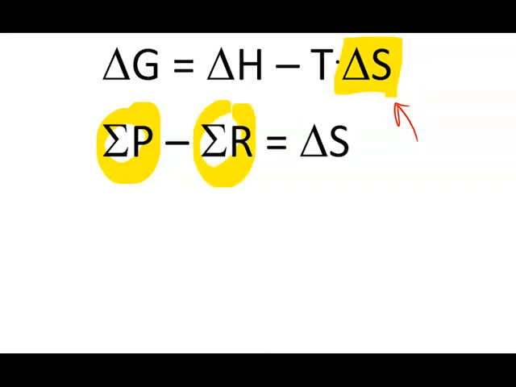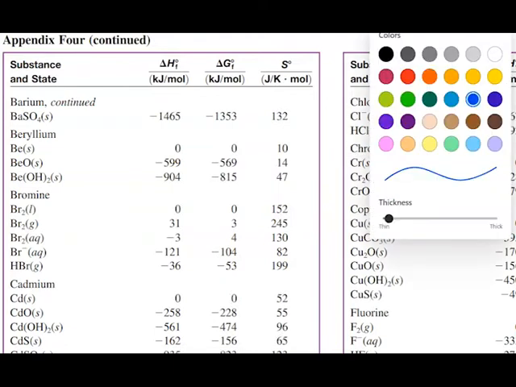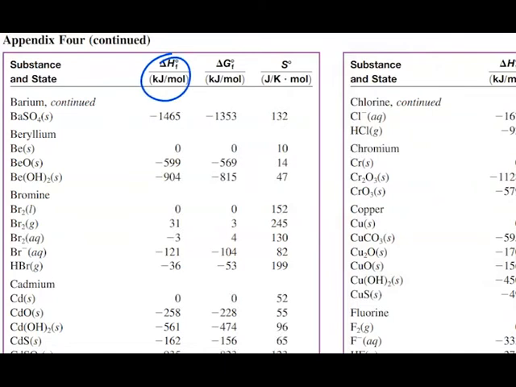Now they'll be listed like this. In this area, we have an appendix, and it says that, let's see here, at the top we have delta HF, which is formation, and we have the delta GF, which is formation of Gibbs free energy, and we really seldom use that ever. And then we have S. It clearly states what the units are, joules per Kelvin mole.